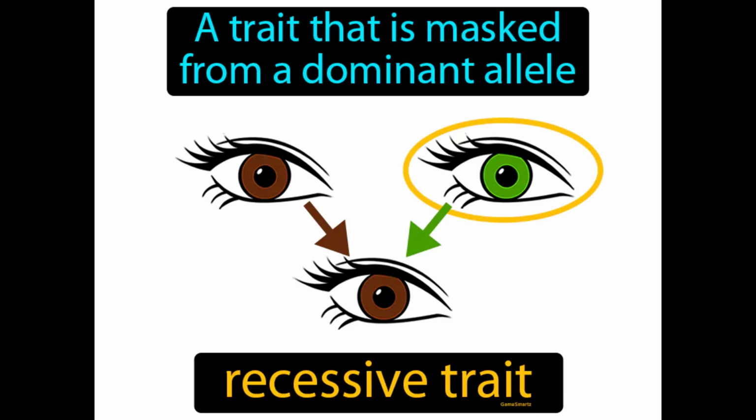A trait that is masked from a dominant allele. Recessive trait. A recessive trait is a characteristic that only appears when an individual has two copies of the recessive allele, not masked by a dominant one.